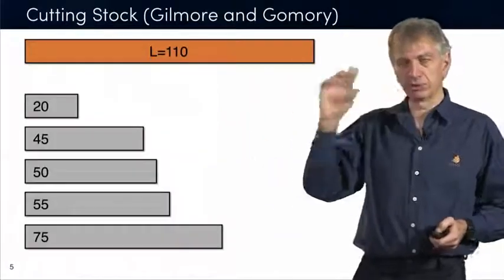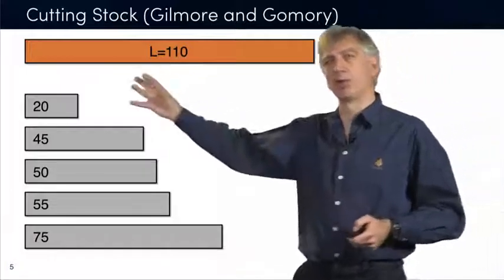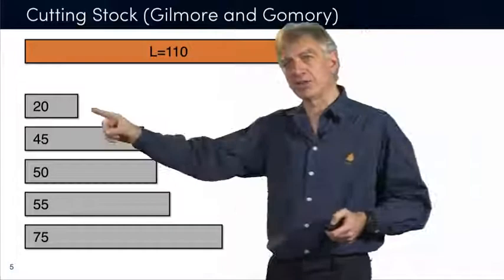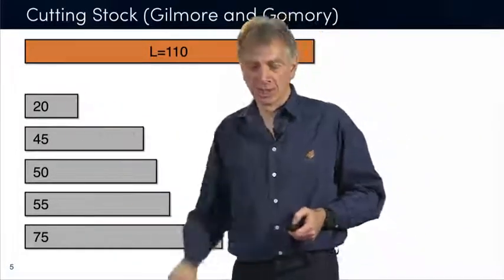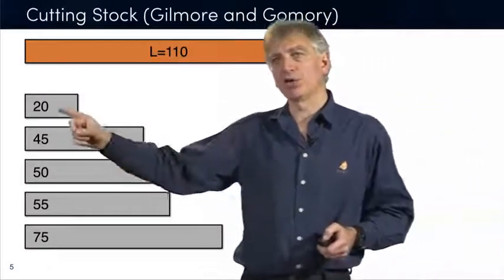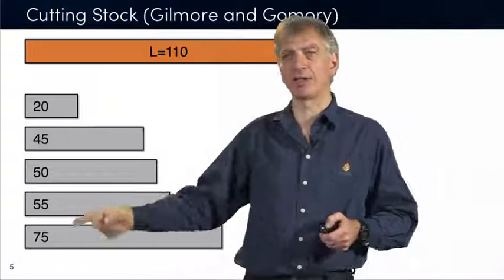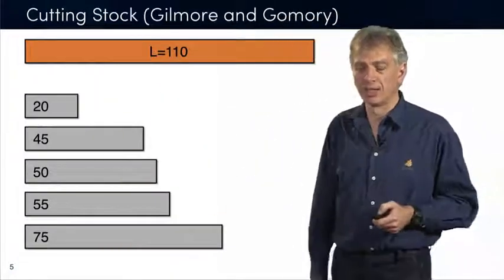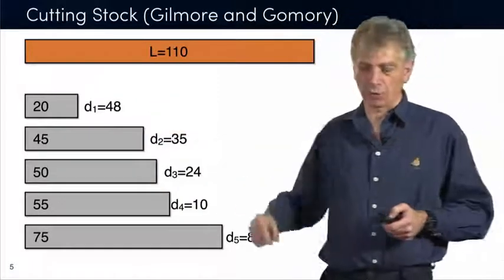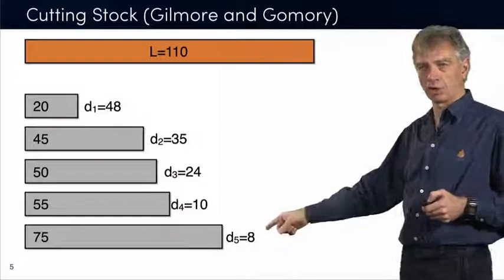I'm going to show it visually because it's much clearer visually. So these are the big boards. Actually, they are not that big in this example, but these are the long boards. And these are the types of shelves that you want to cut. So this board here is a length of 110. And so the smallest shelf here is size 20. The largest is 75, and there are a variety of other sizes in between. And so for every one of these, you will have a demand. Your customers want 48 of these small shelves. They want 8 of the longest shelf.